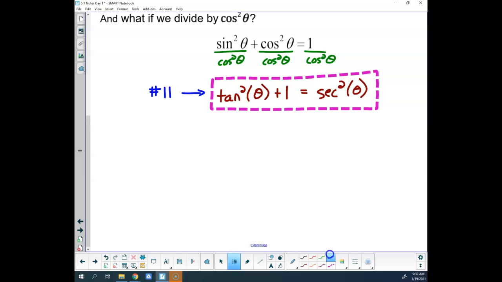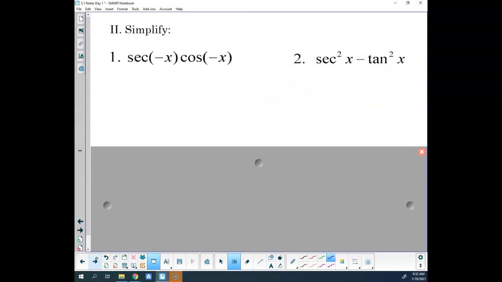Now, where we're going to use all of those, plus numbers 1 through 6, 8 and 9, which we'll use a little bit but get to more of later on, is when we ask you to simplify trigonometric expressions.